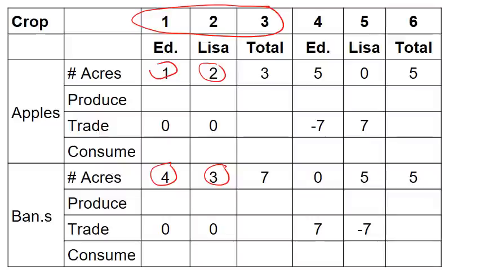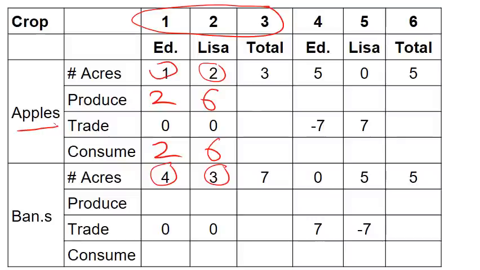Now, if Edward uses 1 acre to grow apples, each acre of his land can grow 2 apples, so he'll grow 2 apples. Since he's not trading, he'll consume 2 apples. Lisa has 2 acres of land devoted to apples. Each of her acres produces 3 apples. So with 2 acres and each acre growing 3, Lisa will produce a total of 6 apples. She's not trading, so she'll consume 6 apples.